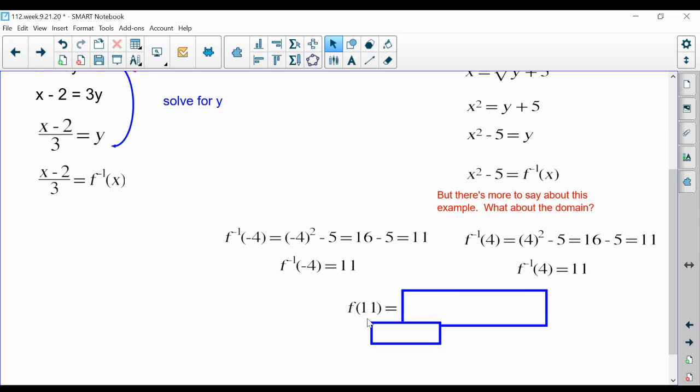Now the problem is, if you take 11 and put it into f, f is supposed to undo what f inverse did. So my question is, where is f going to send 11? Is f going to send 11 to -4 or to +4? Because it has to get back to the original. It can't do both because it's a function. Functions take an x value and send it to one y value only. So it can't be -4 and +4. Which one is it?